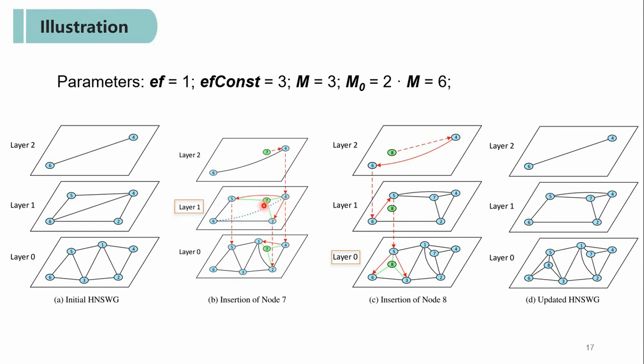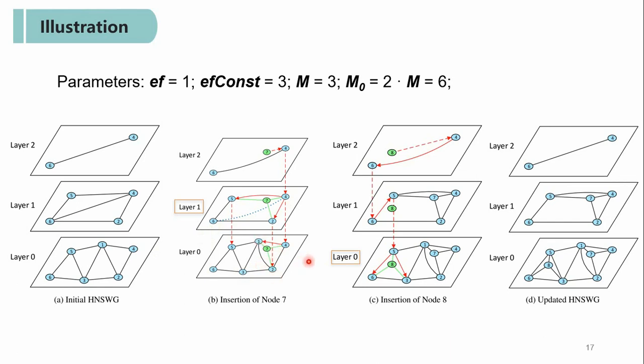However, here there is a problem if node 7 is connected to the nearest neighbors. Node 4 will have 4 connections, and as we can see, for the M parameter, node 4 can only have 3 connections. Therefore the connection between node 4 and 6 will be trimmed, and at the bottom layer also node 7 will be connected to its nearest neighbors.